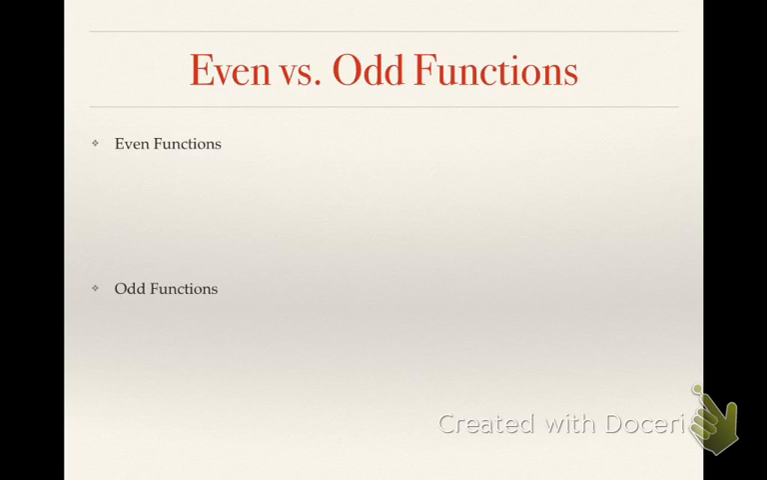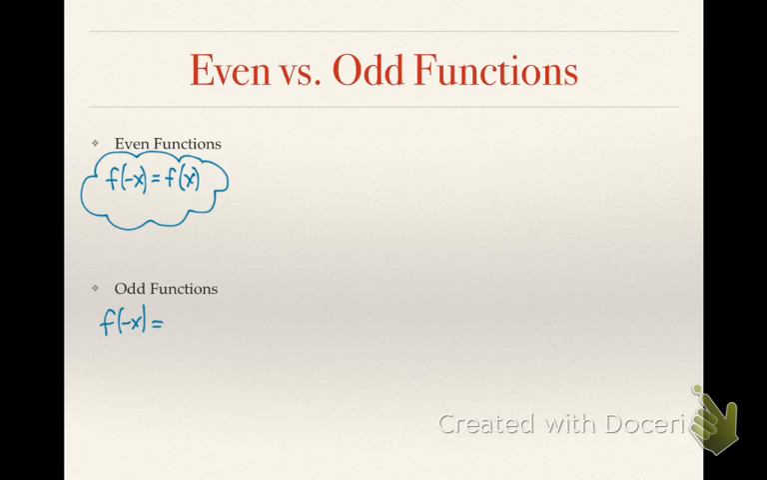Alright, so let's do our final review by looking at even versus odd functions. Recall what I was saying at the very beginning of the formula slide: if you plug in negative x into a function and you get the same thing back, that tells you you have an even function. Likewise, if you plug in negative x and you get the negation back, you get an odd function. Let's look at some examples.